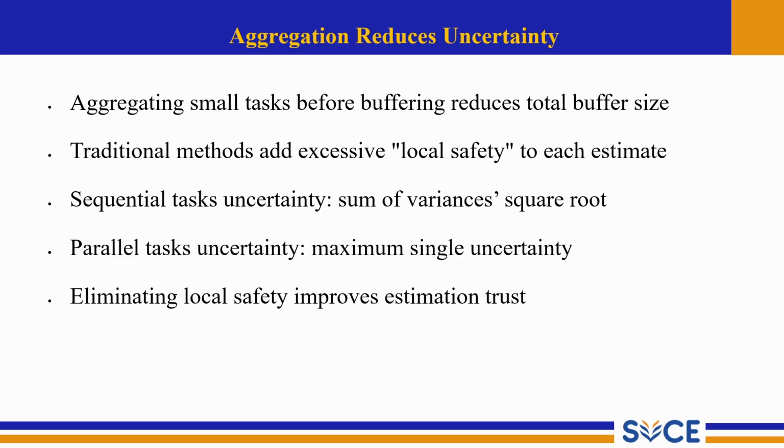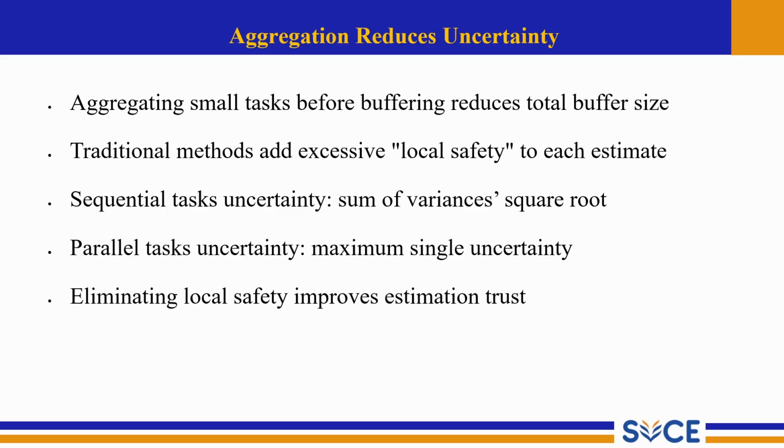Now we will move to the next one: aggregation reduces uncertainty. Aggregating small tasks before buffering reduces total buffer size. Traditional methods add excessive local safety to each estimate. This means instead of every person adding extra time, we manage uncertainty at the system level.